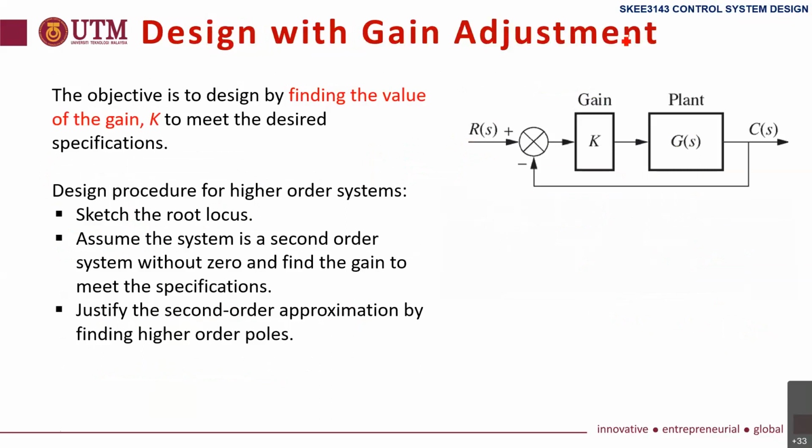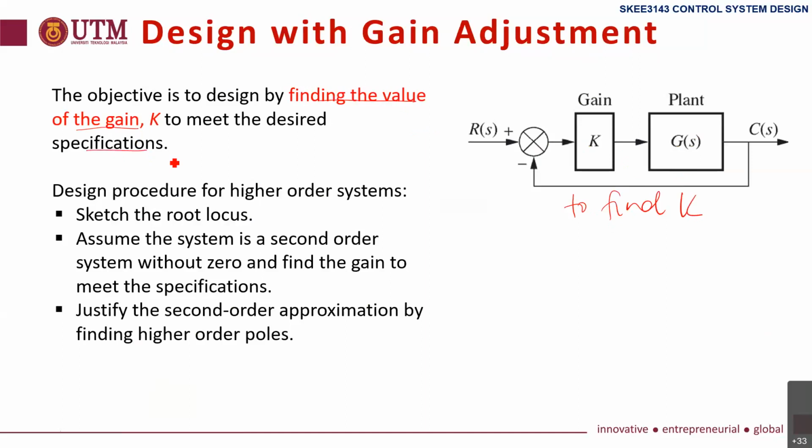Okay, let's start with design with gain adjustment, a simple gain adjustment. The objective here, as I mentioned just now, is similar to the root locus that we designed. The objective is to find K, the value of K to meet the desired specification.